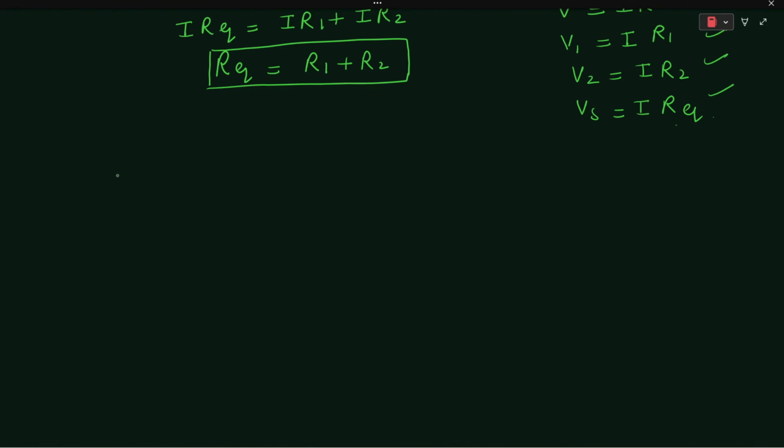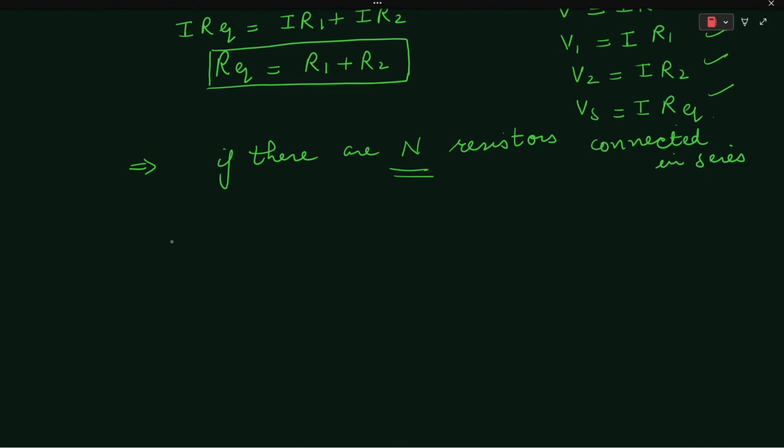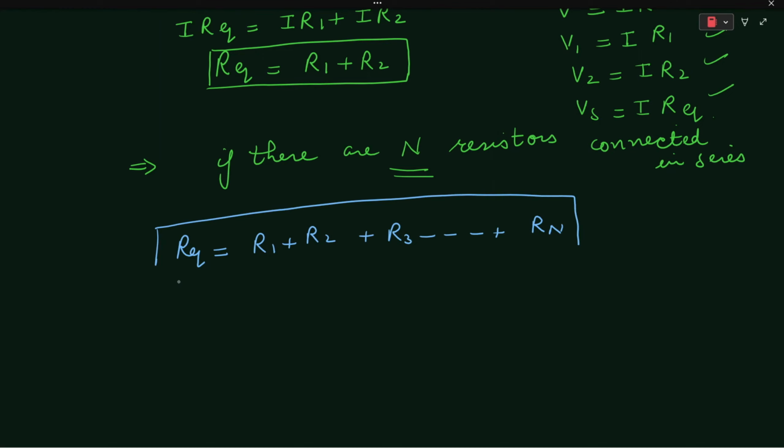So this implies that if there are n resistors which are connected in series, okay, so the total resistance of this particular combination, R equivalent, will be equal to R1 plus R2 plus R3 and so on up to Rn. So this is a very important expression for the resistors when they are connected in series with each other, okay.